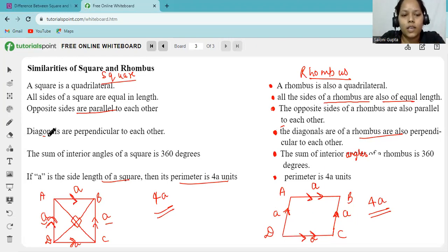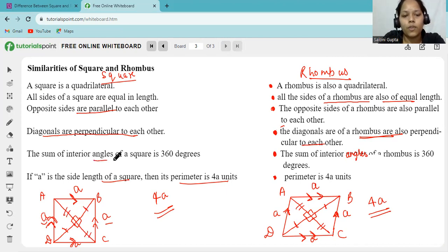Okay, then we can see that the diagonals are perpendicular to each other. So the diagonals bisect each other perpendicularly. Then in case of rhombus also, they bisect each other although they are not equal. That means diagonals are not equal, but even then they perpendicularly bisect each other in case of rhombus. Okay, so this we see. They are making a 90-degree angle. And this is equal to this, and this is equal to this. In case of rhombus also it happens.